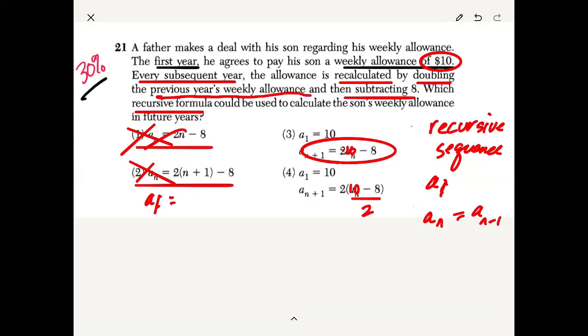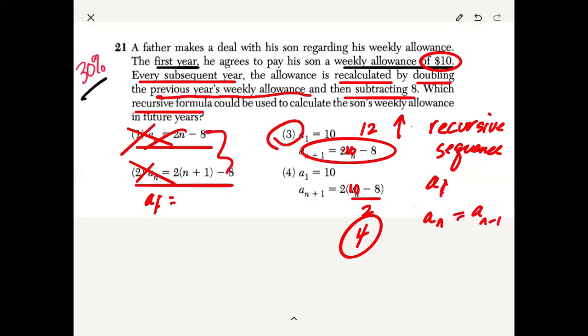So this guy, in fact, he is losing money now. He's only getting $4 a week. Up here, it would be 2 times 10, which is 20 minus 8. So he's getting 12. So it's going up by 2 in the first year. Right over here, he's getting only $4, which if I were his son, I'd be pissed. I'm like, wait a minute. I started with 10 and now it went down to 4. I'm losing money and it should be going up. And this is the only one that hits it.